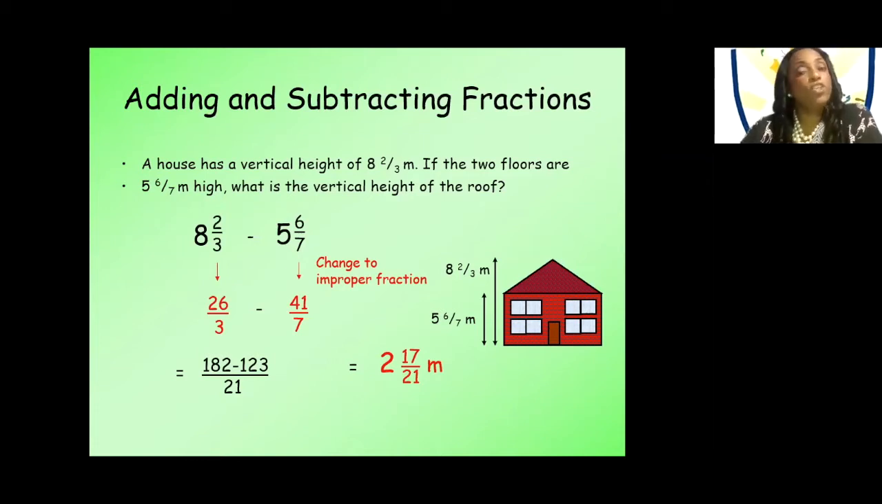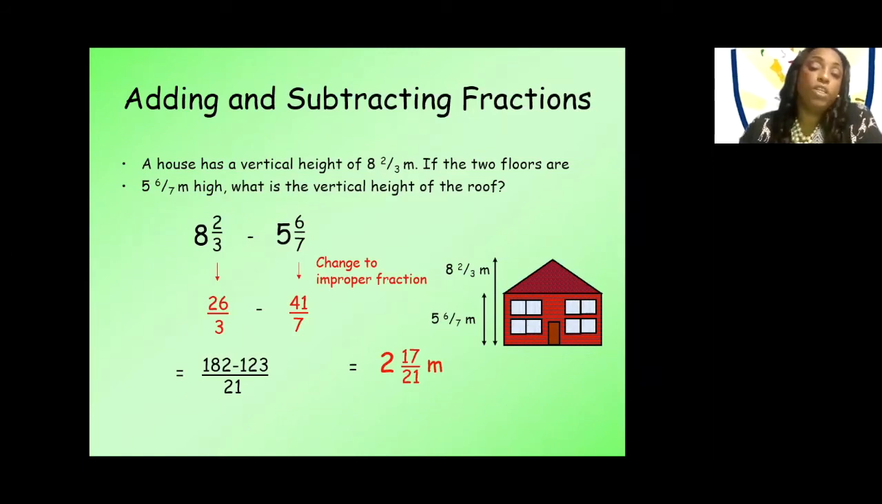I believe this question is asking me to find the difference. Indeed it is. 8 2/3, I want to subtract 5 and 6/7 from that. Now, look at the two types of fraction we have. We have two mixed fractions. Again, a mixed fraction is simply a fraction that has a whole number attached to it. In this case, we have 8 2/3 minus 5 and 6 sevenths.